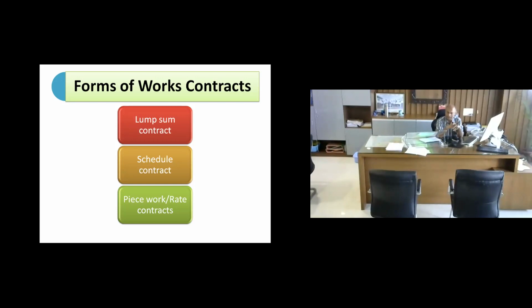Then a rate contract is something where you have a unit rate, like say DGS&D rate contracts. The unit rate is fixed and government departments can place orders and get those items through the DGS&D rate contract.